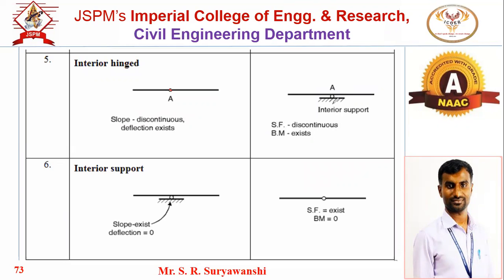In conjugate beam it will be the intermediate support, or we can say continuous support. And in a real beam, if it is a continuous support or the intermediate support like this, these are the continuous supports. Okay, this is the continuous support in a continuous beam. Then in case of conjugate beam, it will be interior hinge or internal hinge.